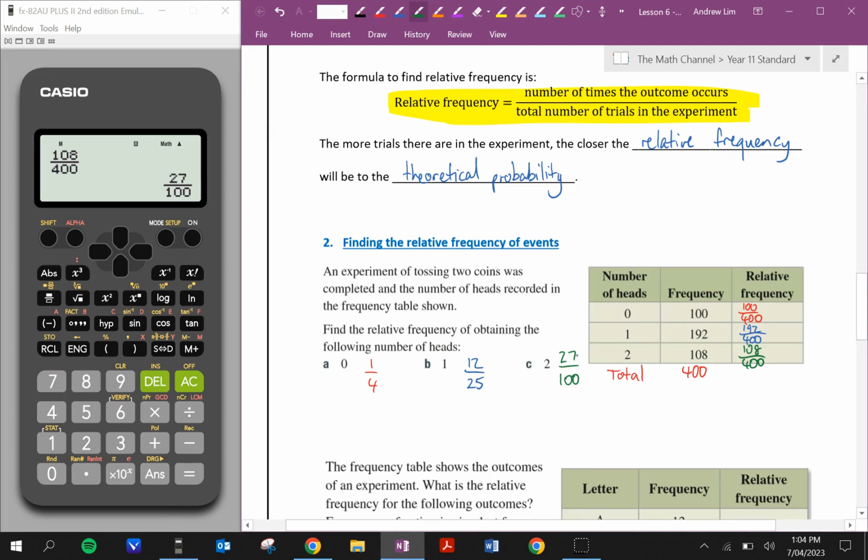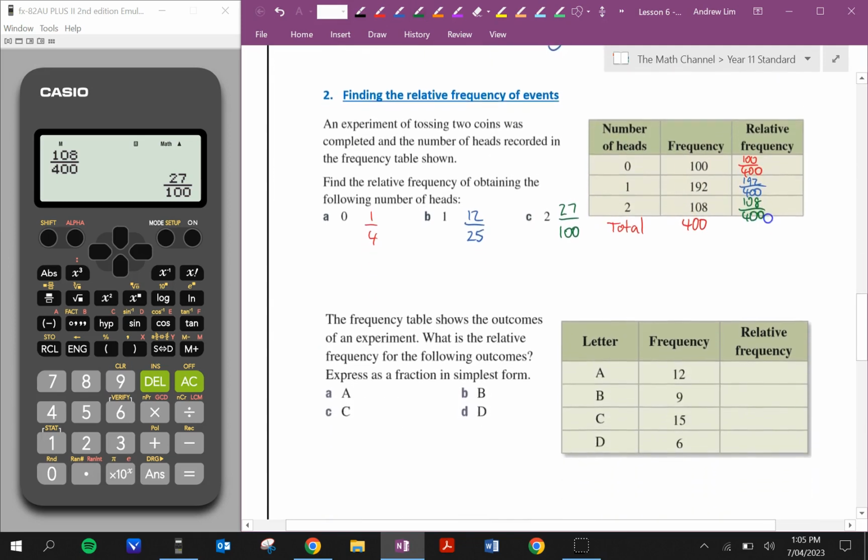Okay, so this is the relative frequency of flipping heads based on the experiment, in which we tossed 2 coins 400 times. Right? So we should be expecting, in theory, 100 0 heads, 100 2 heads, and 200 1 heads. That's what it should be in theory. But according to this experiment, it's not.